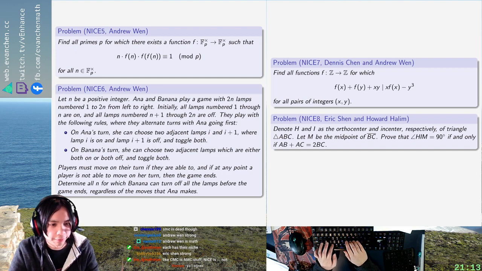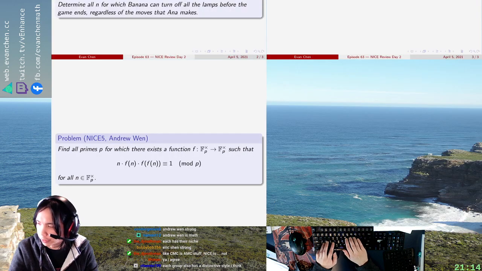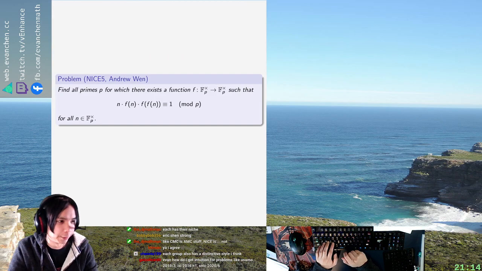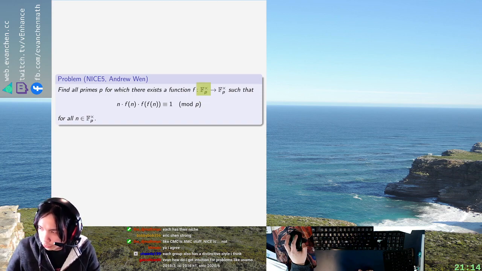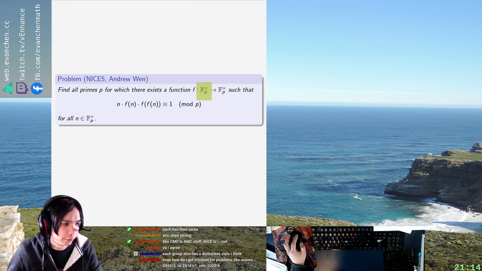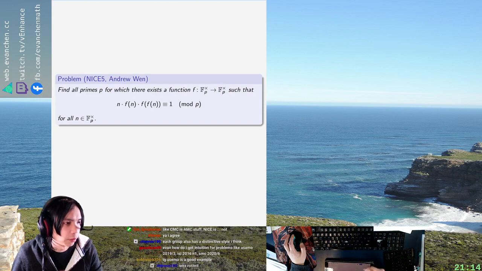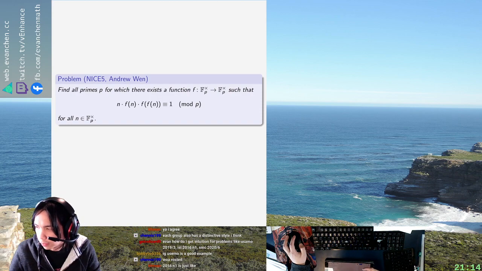So, starting from problem 5. For those of you that don't know, this is defining the original problem, but for my purposes, I like to use the notation that is correct. F_p cross denotes the set of non-zero residues modulo p. So 1, 2 through p minus 1, if you will. And this problem is asking for all the primes p for which there exists a function such that this thing is true.